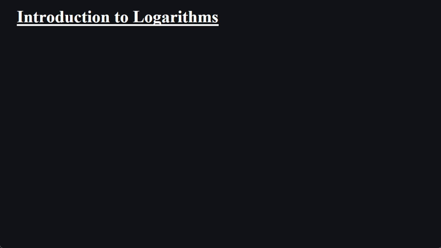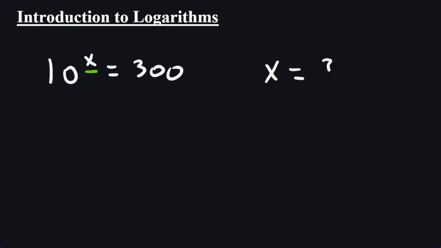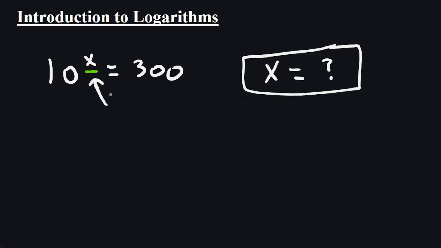So to understand logarithms, let's say we had this equation, 10 to the power of x equals 300, and we were asked to solve for x. We want to isolate x, so we have x equals some number, and that would be our answer. So how exactly do we solve this equation right here? This exponential equation, because x is in the exponent, where the base is 10.